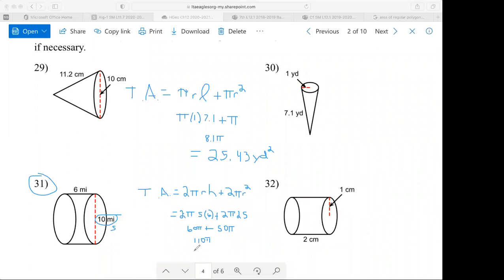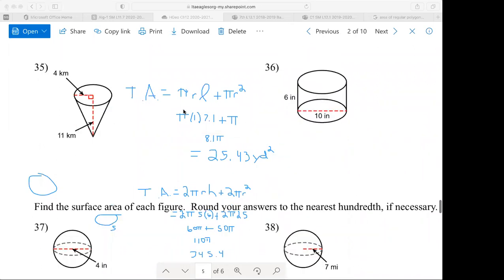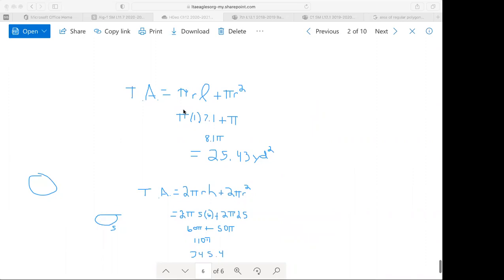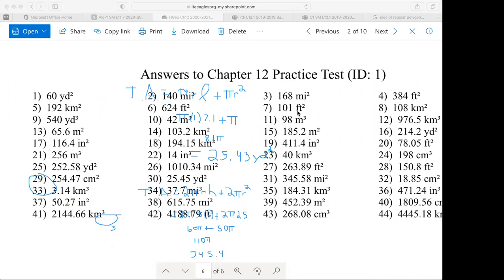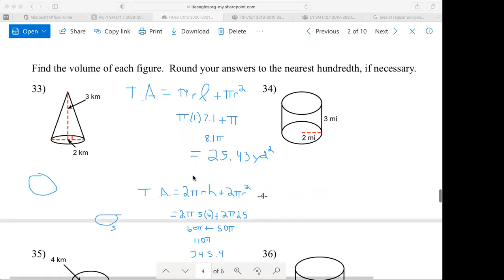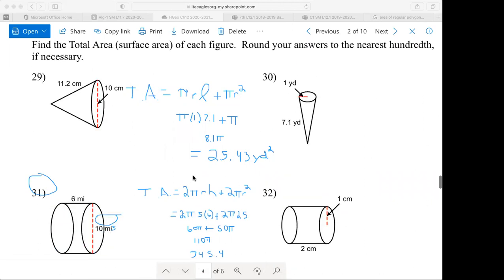Is it 345.4? All right, so we got 25 with some change for 30 and 345 for 31. I left off units, I'll put them there in a second. So 30 is 25 and 31 is 345. We did get the right answers. All right, cool. Total area.